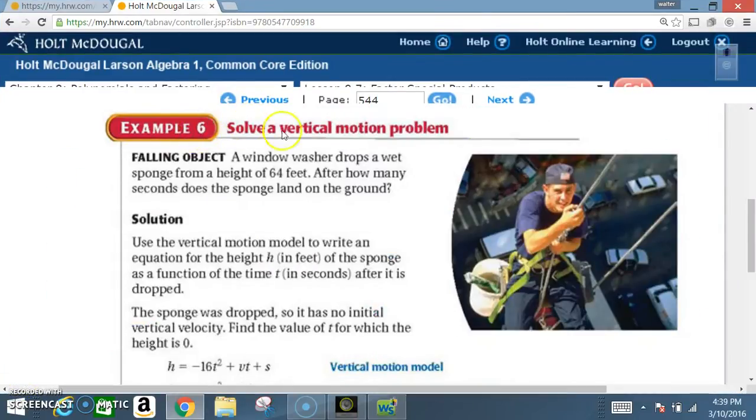Okay, example 6. Solve a vertical motion problem. Falling object. A window washer drops a wet sponge from a height of 64 feet. After how many seconds does the sponge land on the ground? Solution. Use the vertical motion model to write an equation for the height, h, in feet, of the sponge as a function of time, t, in seconds, after it is dropped. The sponge was dropped, so it has no initial vertical velocity. Find the value of t for which the height is 0.